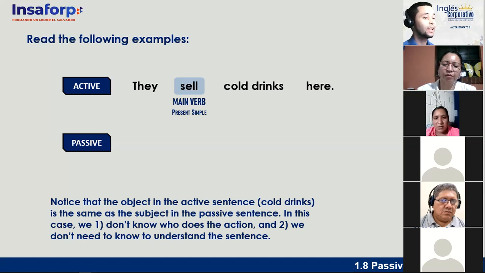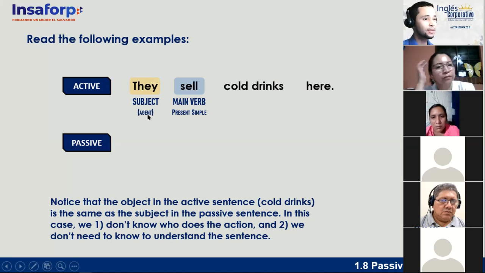The subject? The subject, that is correct. And what's the subject in this sentence? They. They, correct. Okay, that's the subject, and it's also the agent. ¿Por qué es el agent? Porque son ellos los que venden las bebidas, ¿verdad? Ellos efectúan la acción de vender, ¿okay? Ellos son los que venden. Así que el sujeto es el agent.